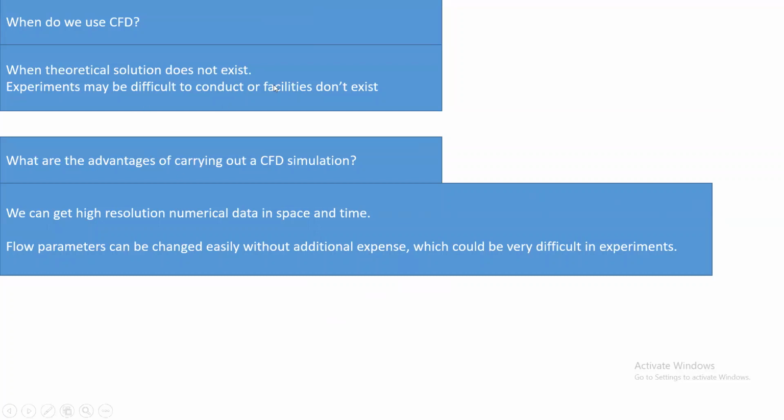Experiments may be difficult to conduct, or facilities do not exist. Like in the IC engine example I gave, if something is changing within a fraction of a second, you do not have any facilities to measure or visualize it. In that case, you definitely have to go for CFD. Or let us consider you are unable to do the experiment. In that case, you can focus on CFD.